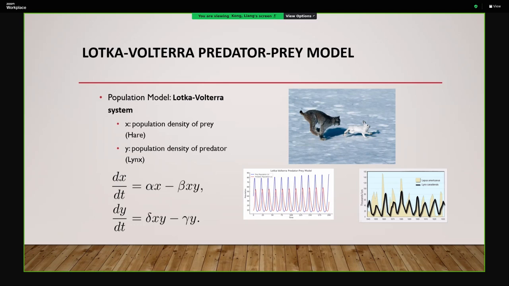We can also think about the relation between them and the birth rate of the lynx. If there is more food, the birth rate of the lynx should be higher, so that's impacted by the number of prey. And the death rate of the predator is given by nature. Okay, we can solve this. We put it in MATLAB or Python and end up with a simulation of the population.